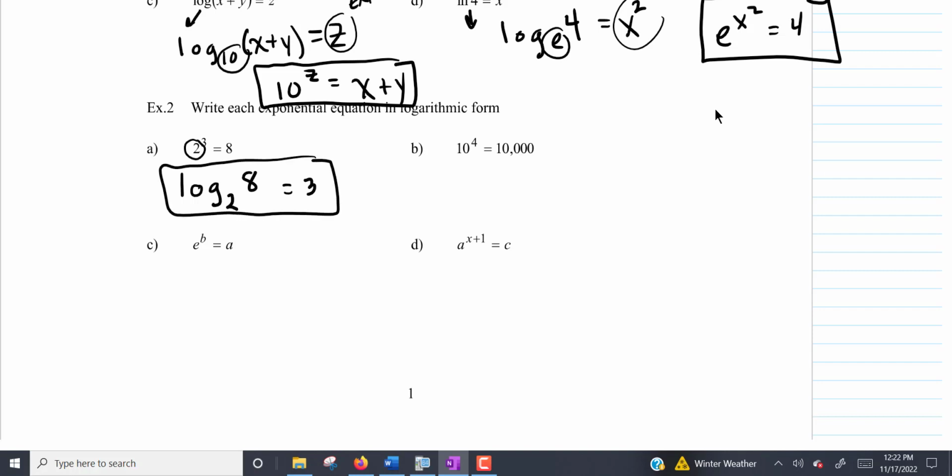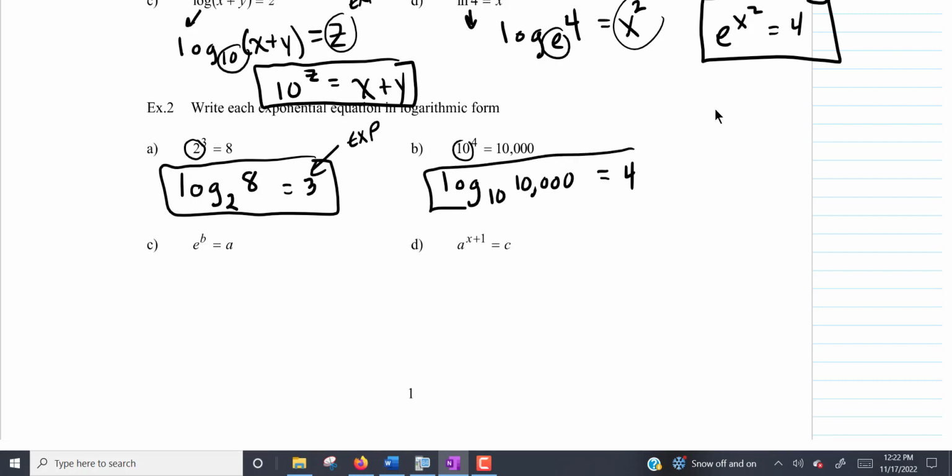A real easy way to remember this is the exponent is what you're equal to. The base is what's being raised to that power. The next one will go like this. The base is 10, the exponent's 4, so that's equal to 4. So the argument of the log is 10,000. You could write it that way, or the abbreviated way is, if you have a base 10, you don't have to write base 10. You can just write log 10,000 equals 4. If it's base 10, you can just write log. If it's base e, you can just write ln.